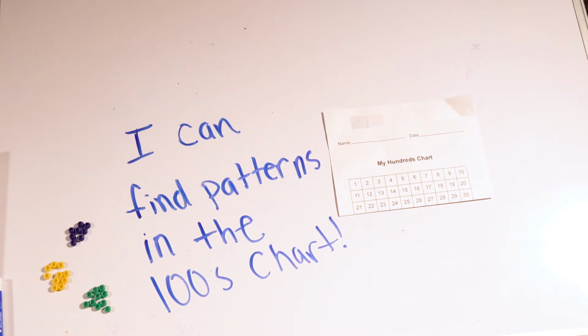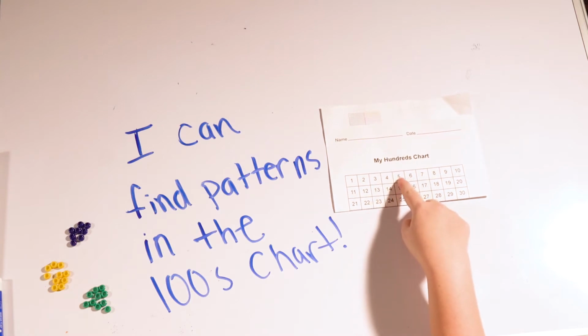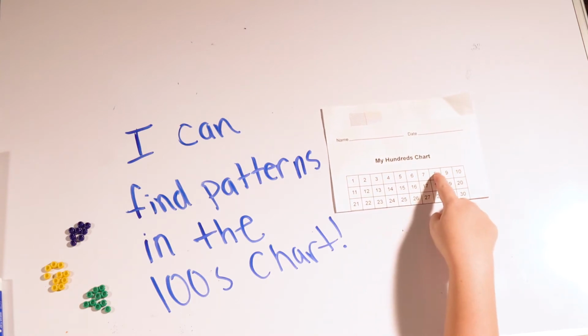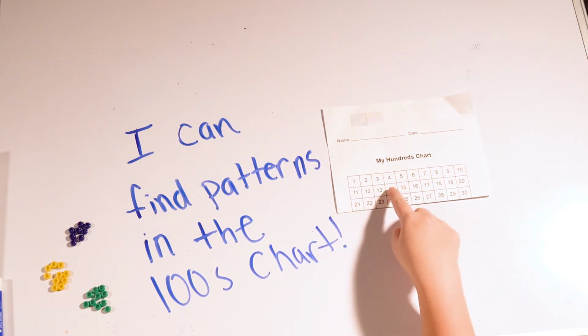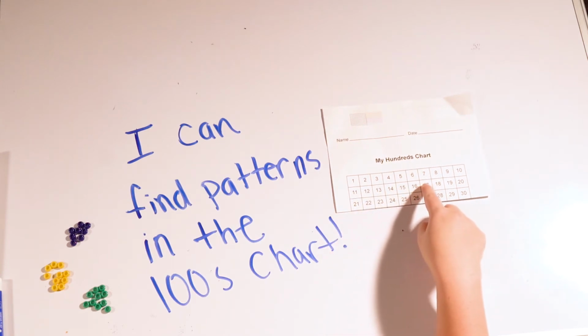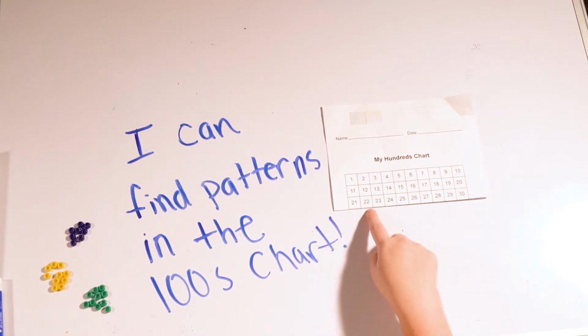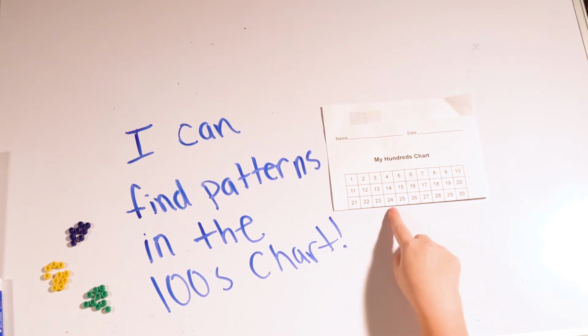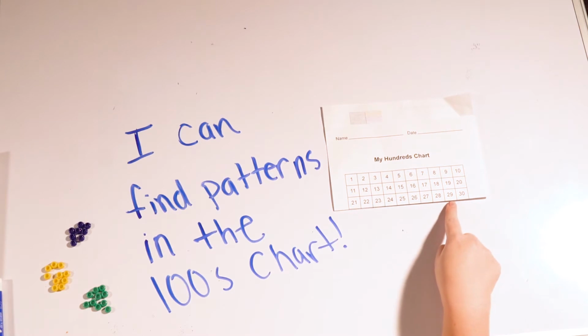First, we're going to count by ones to 30, pointing to each number as we go. 1, 2, 3, 4, 5, 6, 7, 8, 9, 10, 11, 12, 13, 14, 15, 16, 17, 18, 19, 20, 21, 22, 23, 24, 25, 26, 27, 28, 29, 30.